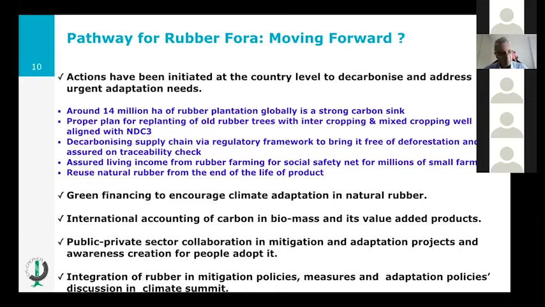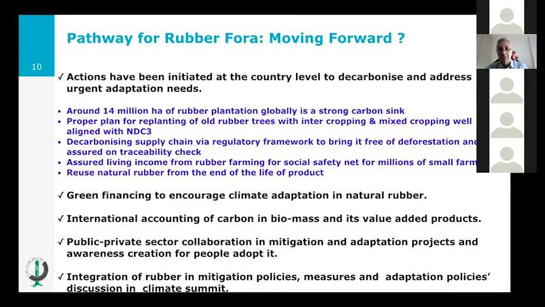International accounting of carbon in biomass and its value addition. This was also mentioned by an earlier speaker. Yes, this is an area where we need to collaborate, and how we can account for carbon in biomass as well as for furniture and other wood products. It's a question to be addressed and to work on together.